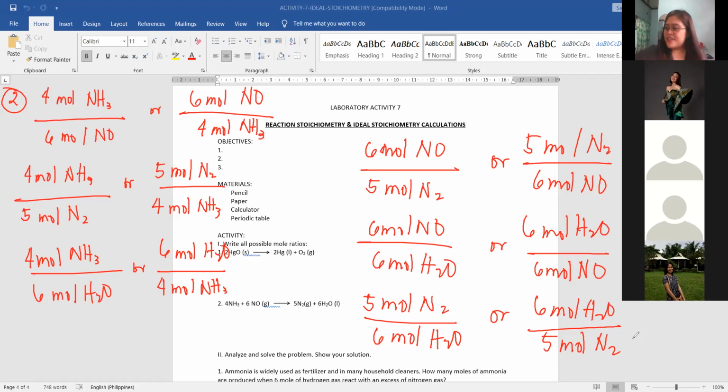Okay, pass them to me. Again, based on what I received in Schoology, it's 13 out of 17. Meaning there are still 4 who have not submitted activity number 7. Are there any questions about the first part of the activity? Our mole ratio is easy, okay?